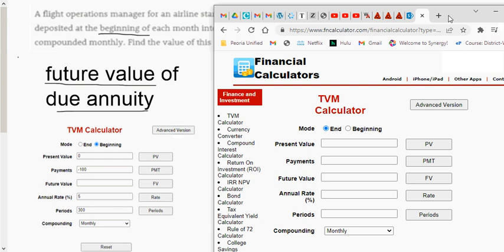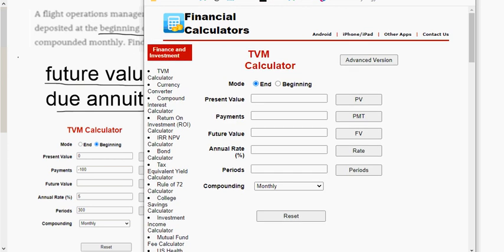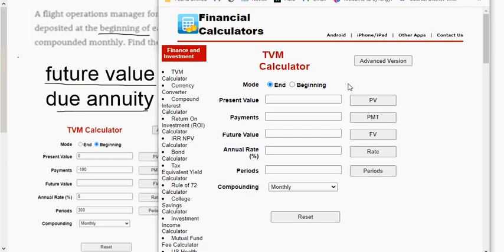So in this problem, you can see we're paying $100 at 5% interest at the beginning of the month for 25 years. So what we'll do is we're going to put numbers in for everything except the future value. That's what we want to know, so every other one of these blanks has to have a number in it. Present value, we're starting out with nothing. There's nothing in the account to start with.